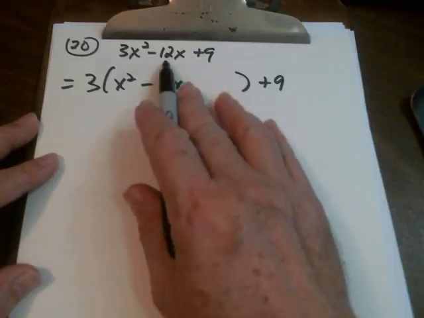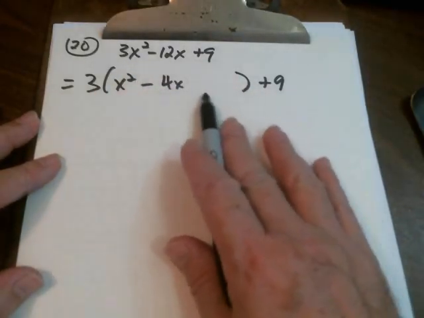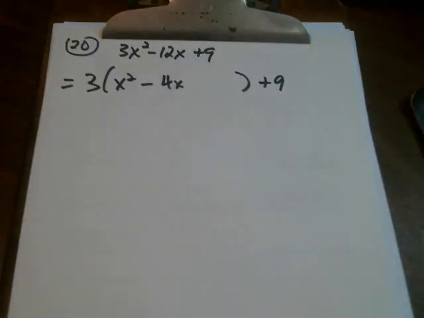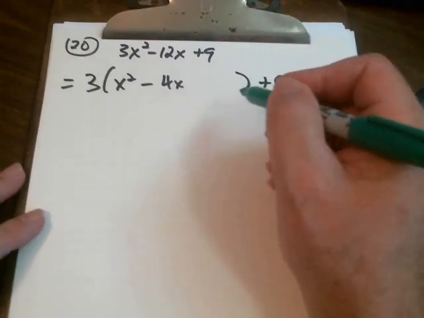3 times 4 is 12, and then negatives, that checks. 3 times x squared, great. Leave a little space here because now we need to compute the magic number part. Let me try using green here. All right, let's try this. Okay, so we're now going to try to compute the magic number.